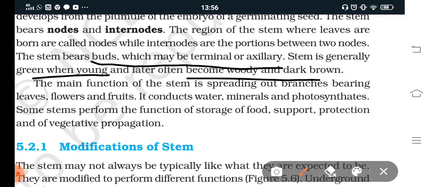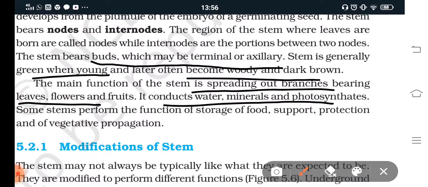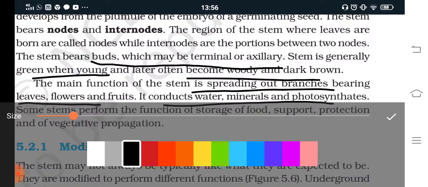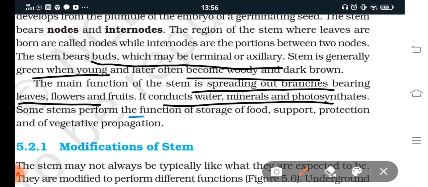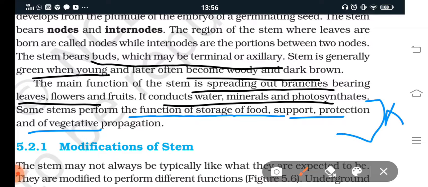What is the function of a stem? It spreads branches which bear leaves, flowers and fruits. It conducts water and minerals, performs photosynthesis, and in some cases the stem also performs the functions of storage of food, support, protection, and vegetative propagation. This is very important. You should know the functions of stems, roots, and everything.